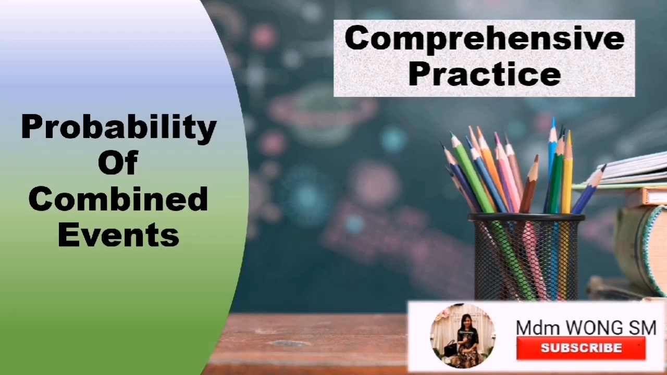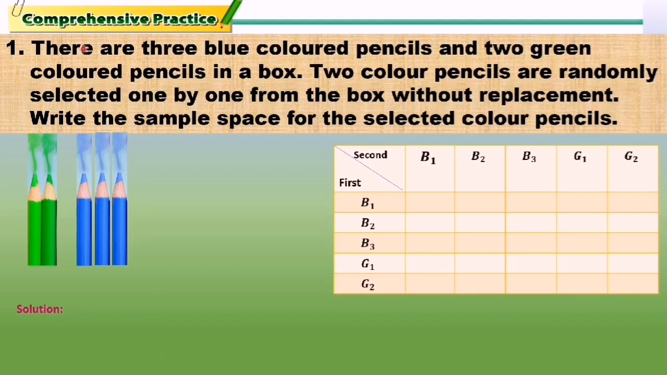Today we are going to discuss comprehensive practice. Question number 1. There are 3 blue colored pencils and 2 green colored pencils in a box. 2 color pencils are randomly selected one by one from the box without replacement. Write the sample space for the selected color pencils.